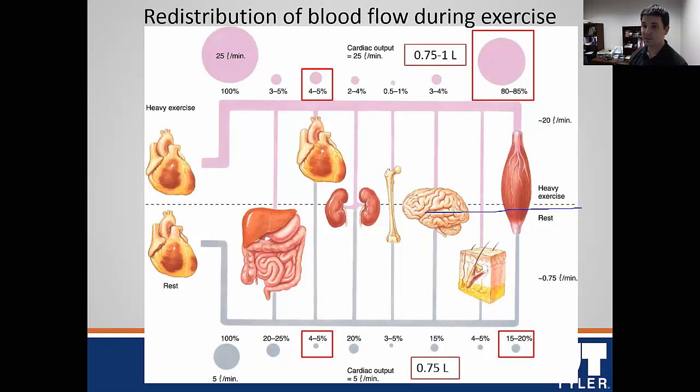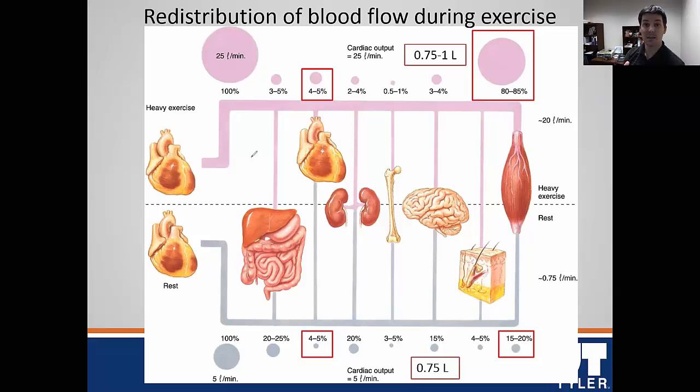So I have several things highlighted already in this. First you'll see the heart. The heart actually requires a large amount of blood. It's a contracting organ. That metabolic demand is therefore high, and so we must meet that metabolic supply.